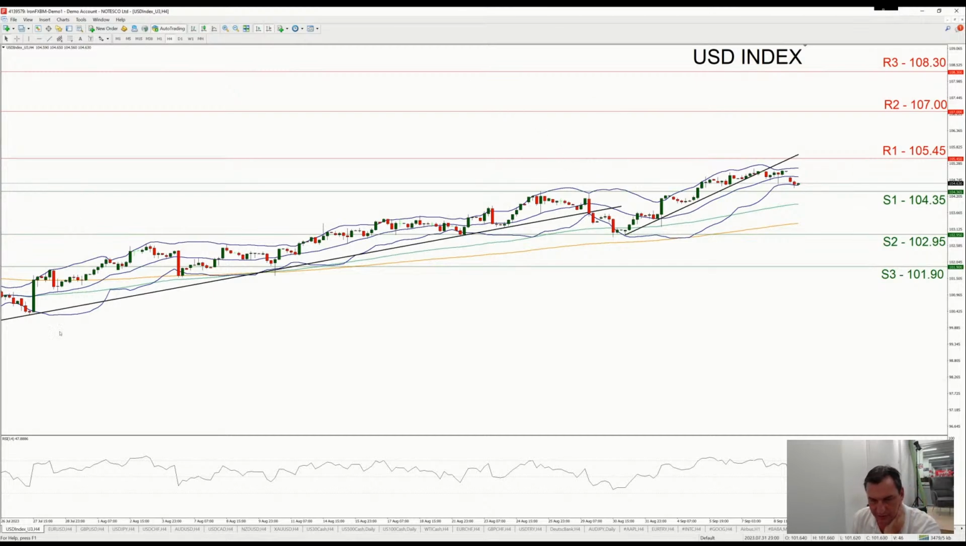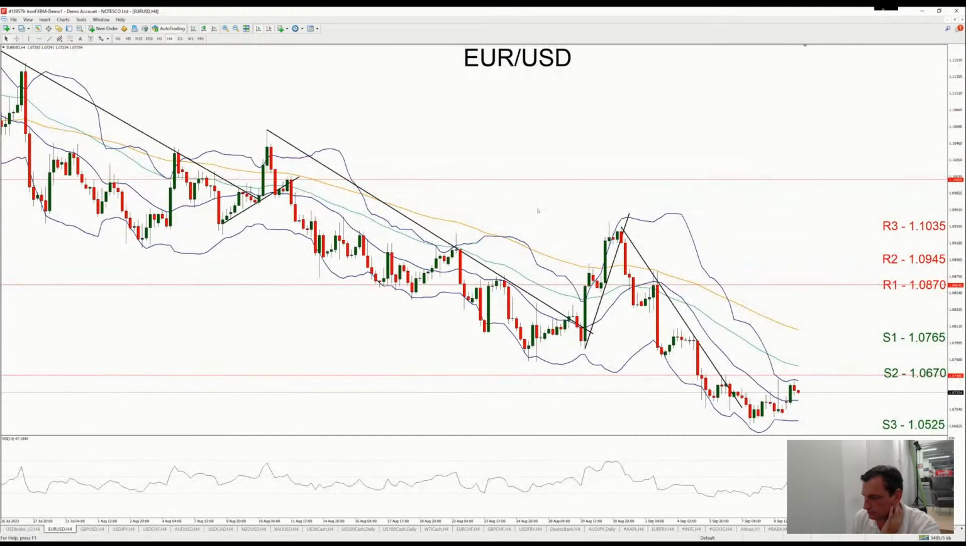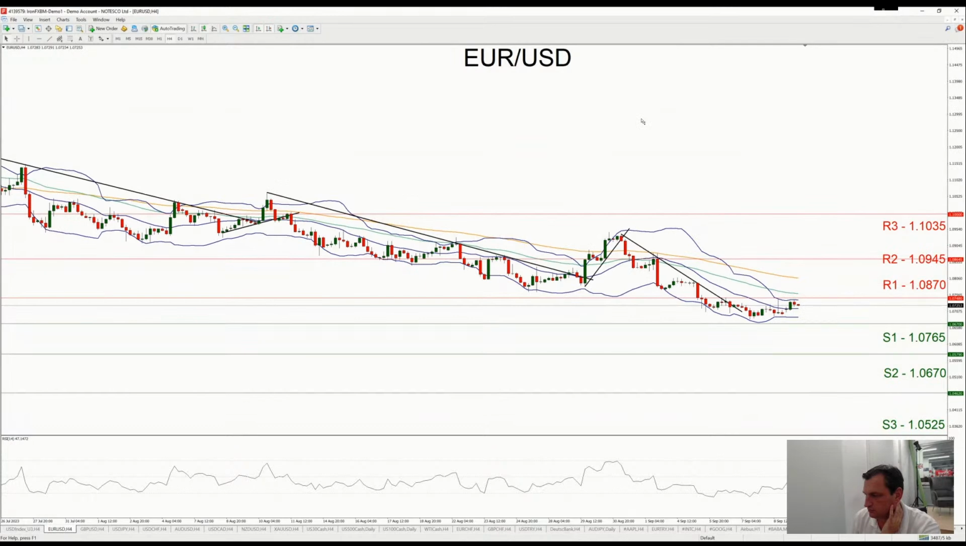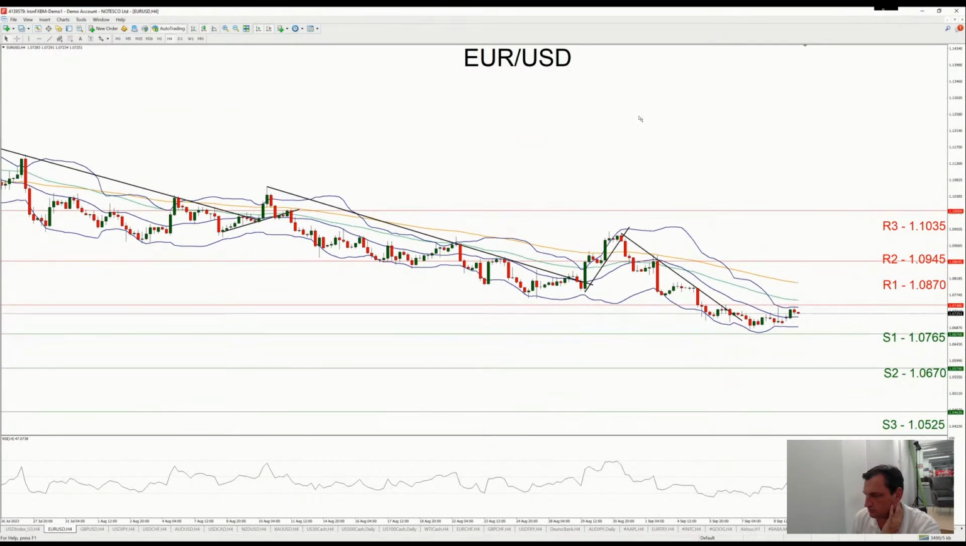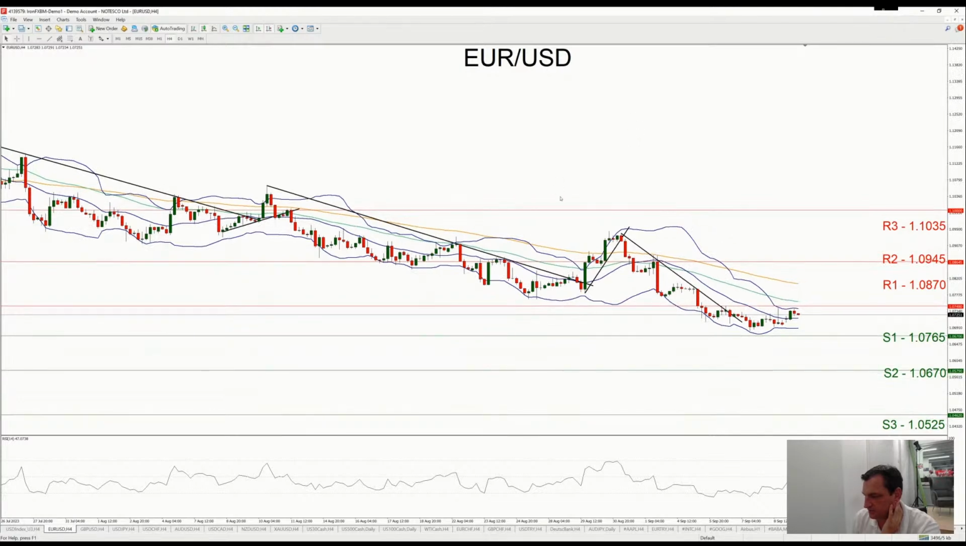Let's have a look at Euro USD. Let me readjust slightly the labels. Let's move upwards.